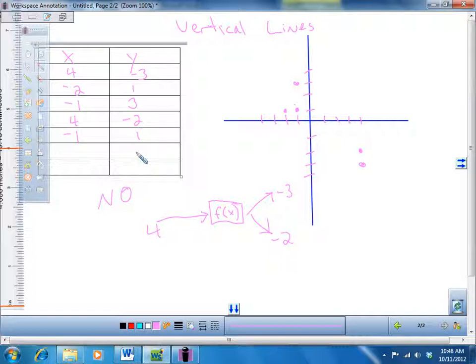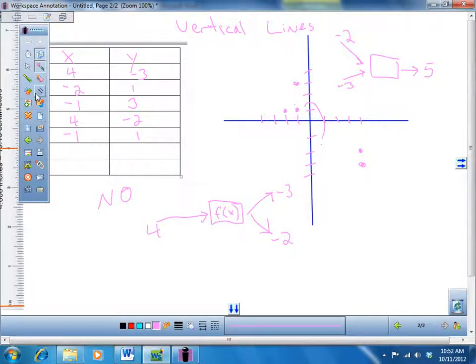So I could have a function machine that looks kind of like this. If I put in a negative 3 and a negative 2, and in both cases I get out 5, that is a function. Because a negative 2 spits out a 5, and a negative 3 also spits out a 5. So this is a function. This is not a function. And when you graph functions, they pass the vertical line test.